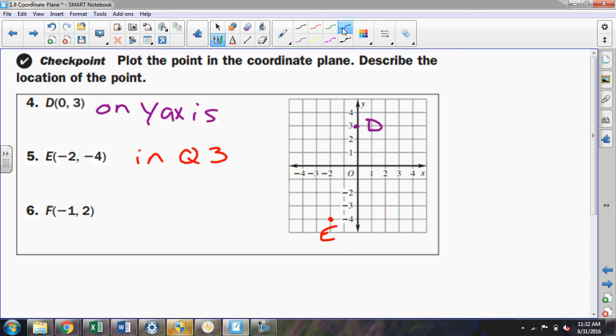And lastly, point F, -1, 2. That's left 1 and up 2. Left and right first. And then the second number is your up and down. And you are correct, Charlie. That is located inside quadrant 2.